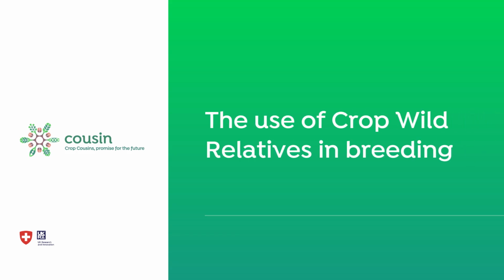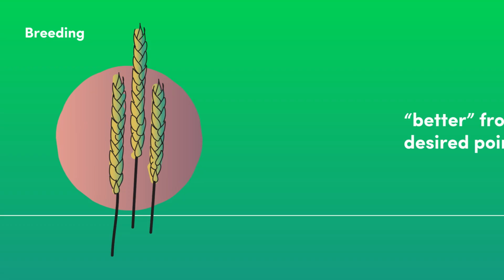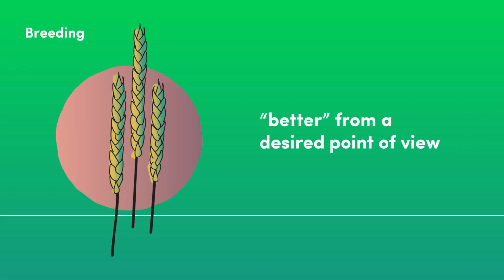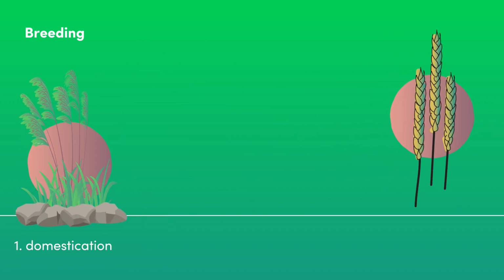The use of crop wild relatives in breeding. Breeding means making a living organism better from a desired point of view. And views can vary greatly depending on whether they come from farmers, the food industry, or citizens. Domestication is the beginning of breeding, when individuals or subpopulations are selected from a wild population to enable their cultivation.